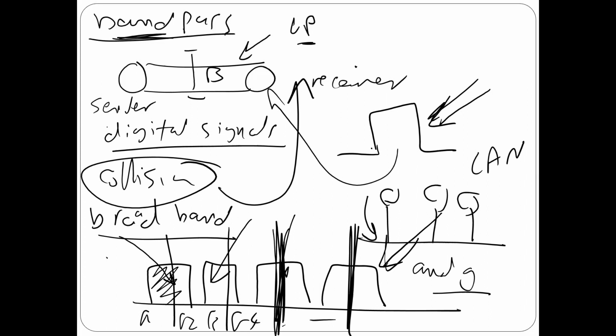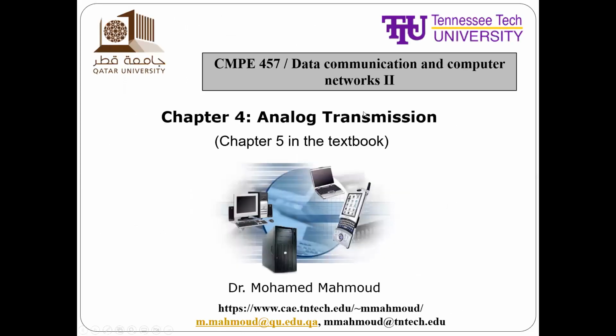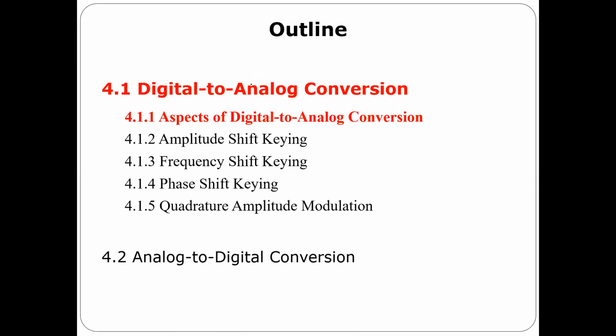So based on your understanding, you can come up with several differences. Okay, so now I'm going to start here. That's what we call digital to analog conversion. Remember, this chapter is called analog transmission. The last chapter was digital transmission, because we needed to convert the digital data into a digital signal. This time we are going to convert the digital data into an analog signal.